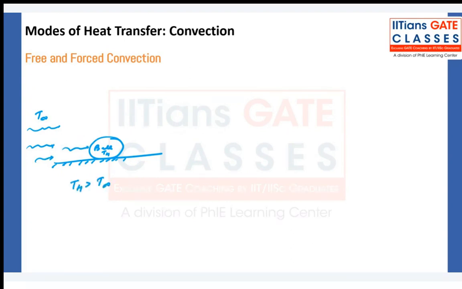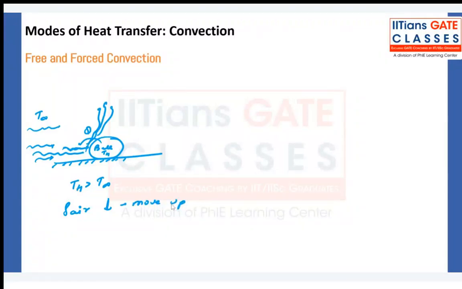So this air will take heat. Heat transfer will happen, and the density of air will decrease. And when the density decreases, it is going to move up. And then the next layer will come. It will also take heat, and it will also move up because density is decreasing. So this is free convection.